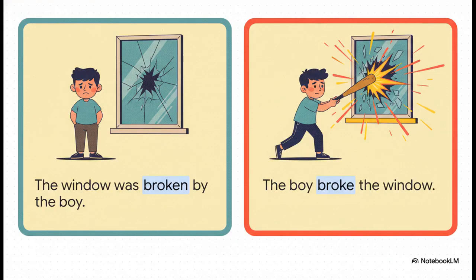All right, let's jump right in. Take a look at these two sentences. The window was broken by the boy versus the boy broke the window. They both say the same thing, right? But which one just feels more direct, more powerful? Which one paints a clearer picture in your head? Go on, think about it.